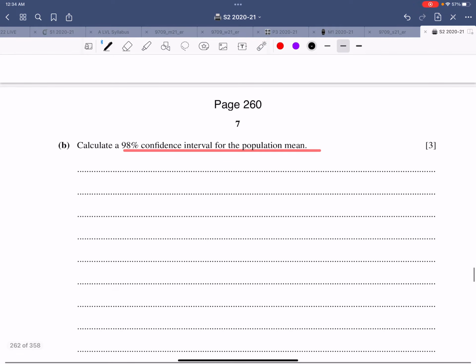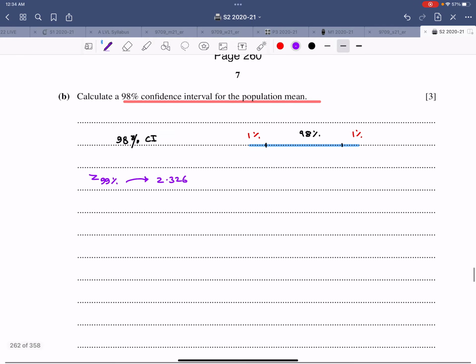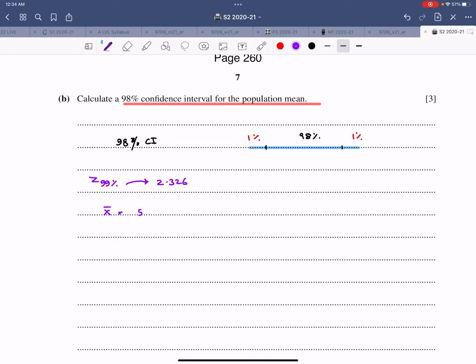Confidence interval. When we have a 98% confidence interval, just draw a simple number line, and this is 98% in the middle, and 1% at one corner, 1% at the other corner. So the z value, we read it for 99%, and that is 2.326. And then we have x bar, which is 50.1. And we have the variance, the unbiased estimate, that in fractions is 491 over 890, and that's also 0.552.